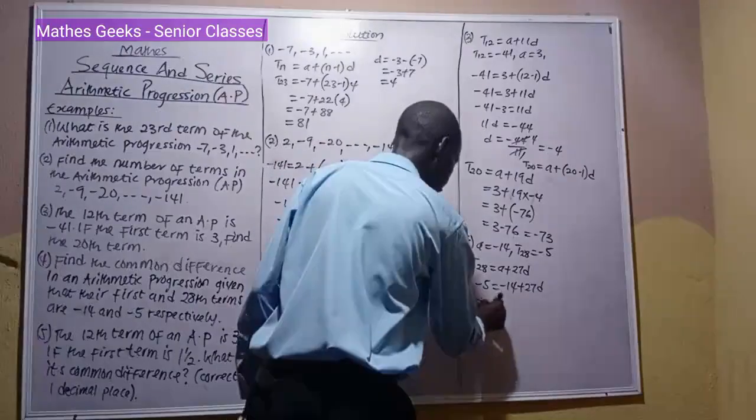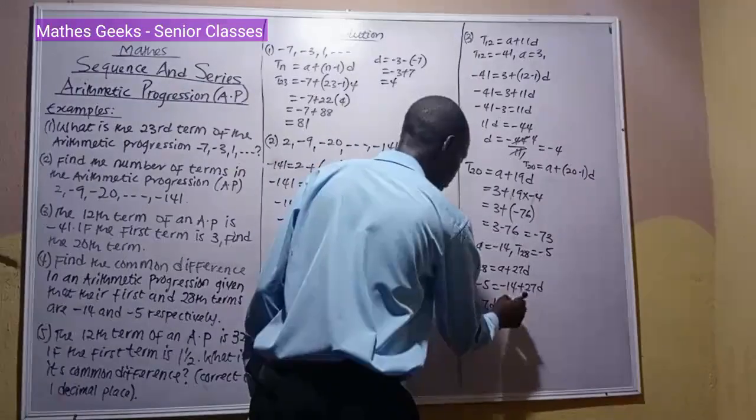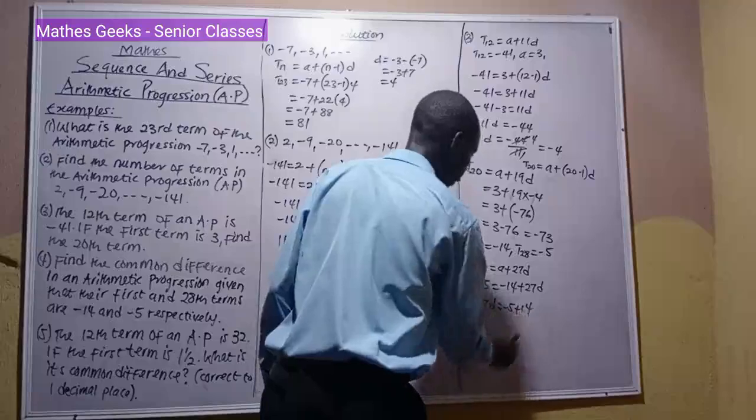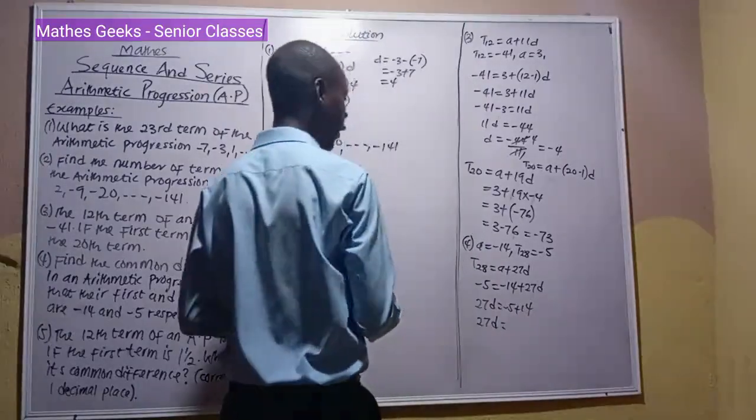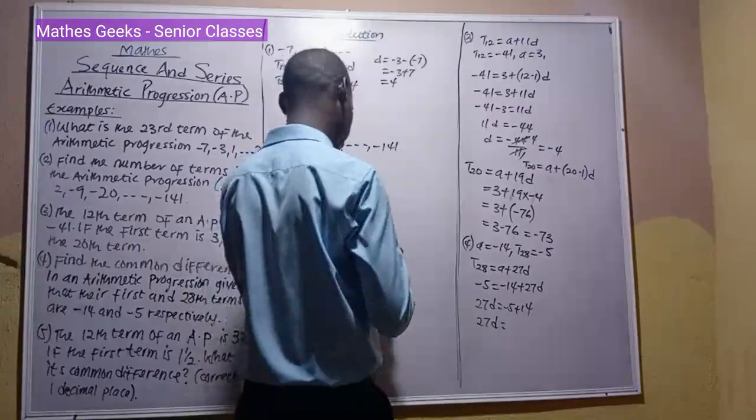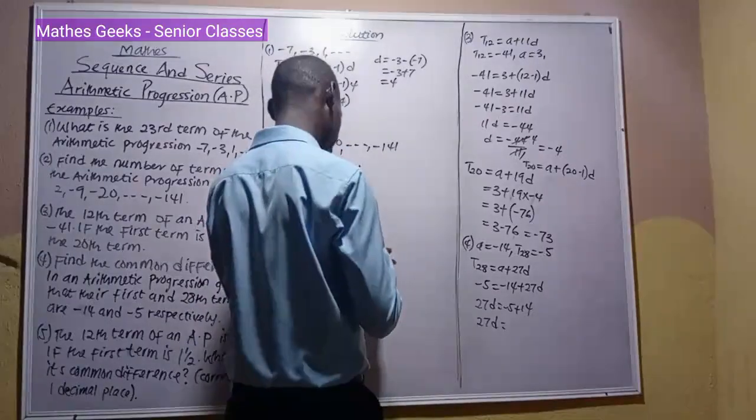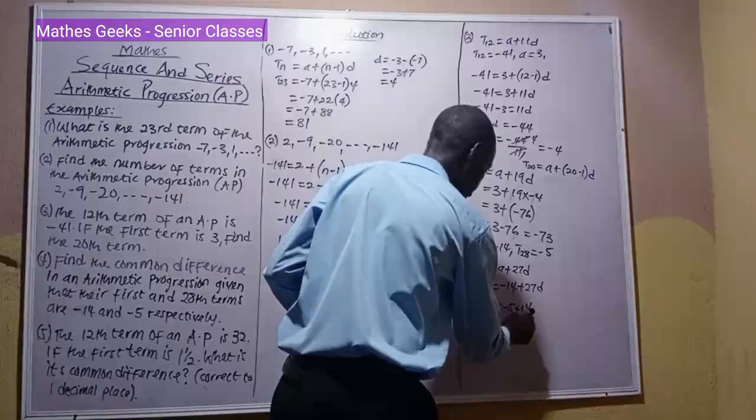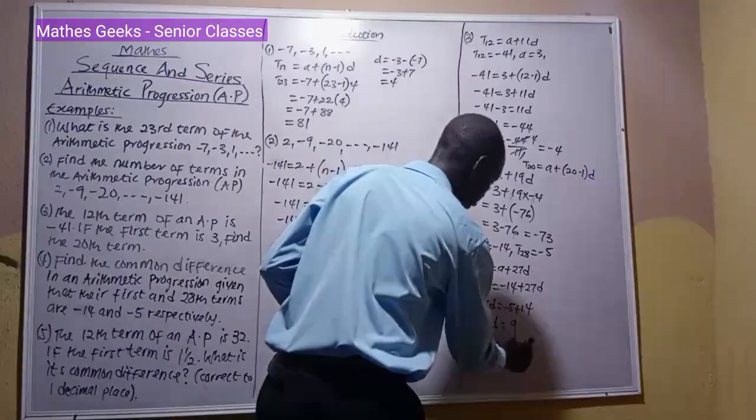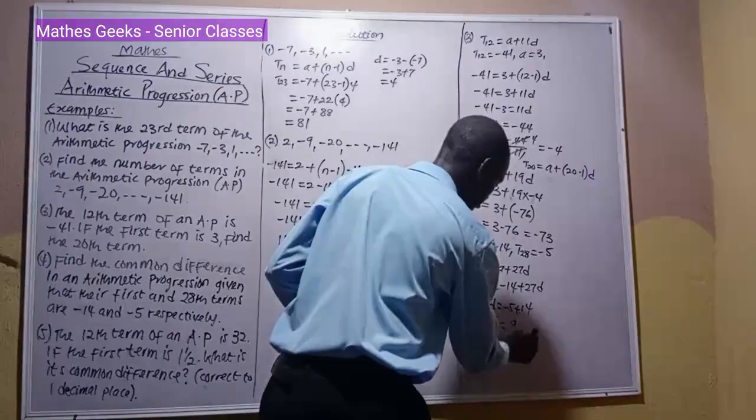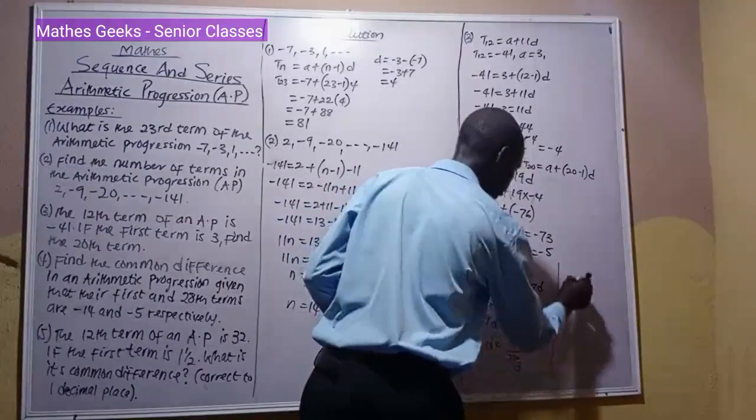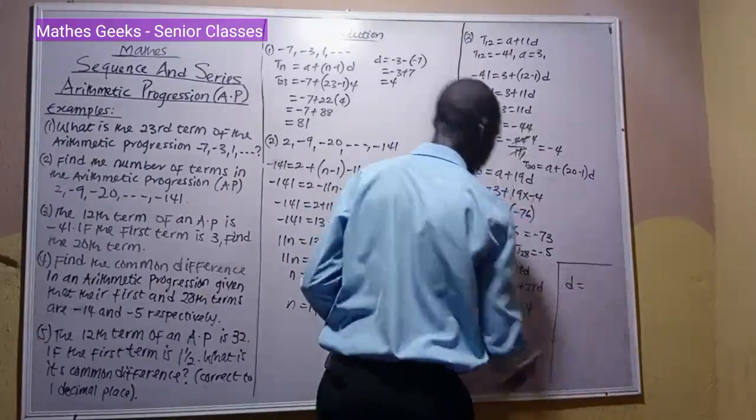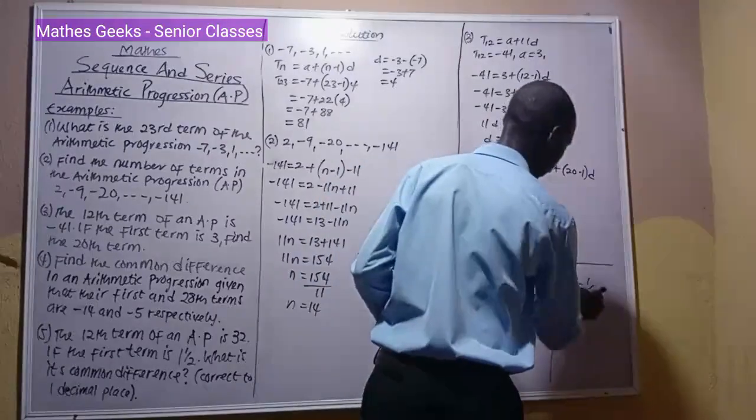So 27D is equal to minus 5 plus 14, which gives us 14 minus 5, 9. So D is equal to 9 over 27. 9 goes into 9 once, 9 goes into 27 three times. Therefore, our common difference D is equal to 1 over 3.